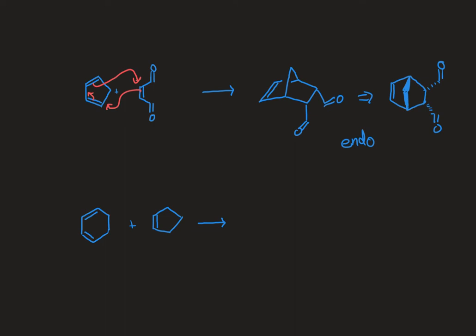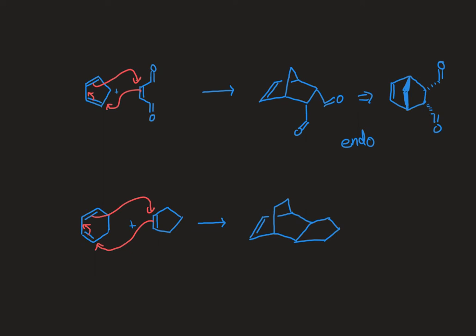If you look at the second example here, the dienophile does not have any pi electrons in it, and so likely the exo product is going to be favored. The mechanism looks the same, but the product is slightly different. Exo product has the new substituent on the outside, like that.